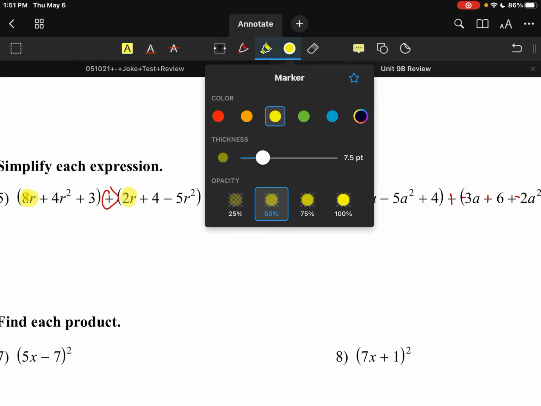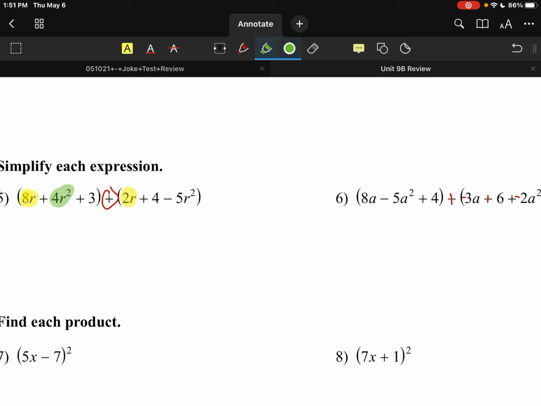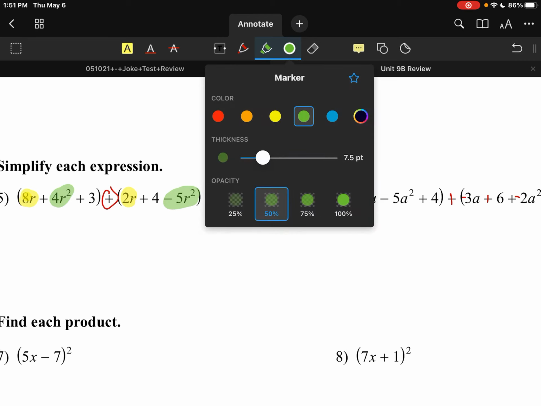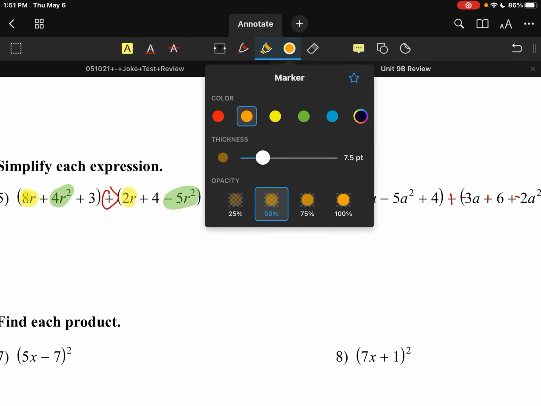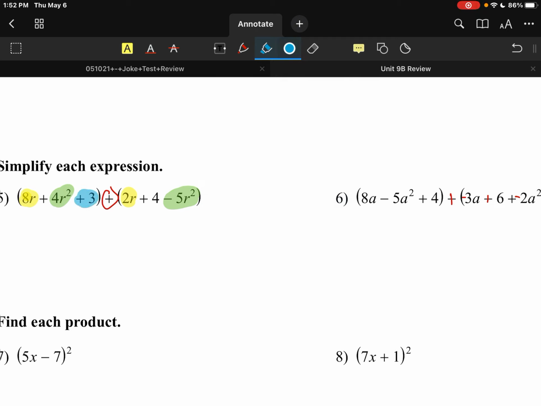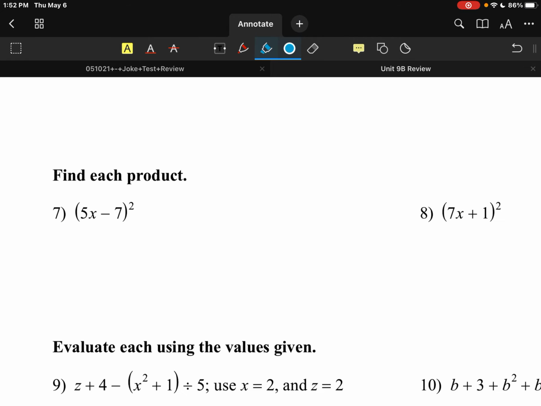The R squared and the R squareds go together, okay, with the negatives. And then just the regular numbers go together, okay? So you do that with number 6 as well. You just add the numbers together and bring the variables with, okay? Nothing changes with the variables.